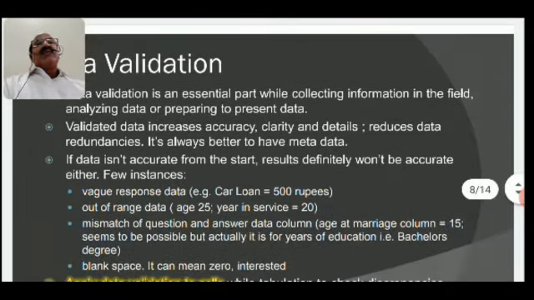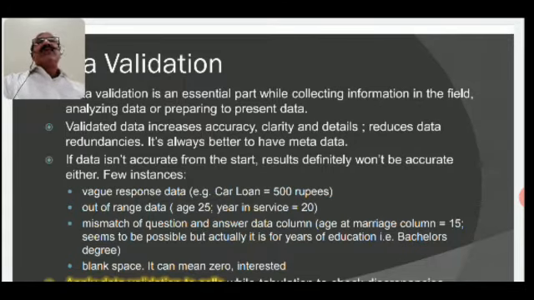How is it done then? Validated data increases the accuracy of your result, clarity in your interpretations, and it gives details about what is being expected or what is being explained. It reduces data redundancies. So you should not go for the same data to be collected again and again. That means, say, column 5 has one question, and column 7 is another version of the same question. This is going to create data redundancies. It's always better to have a metadata.